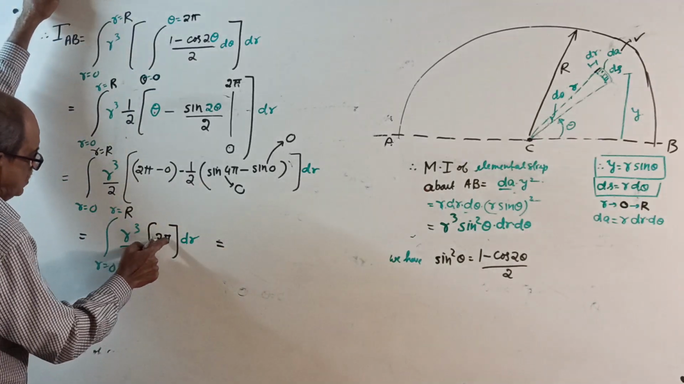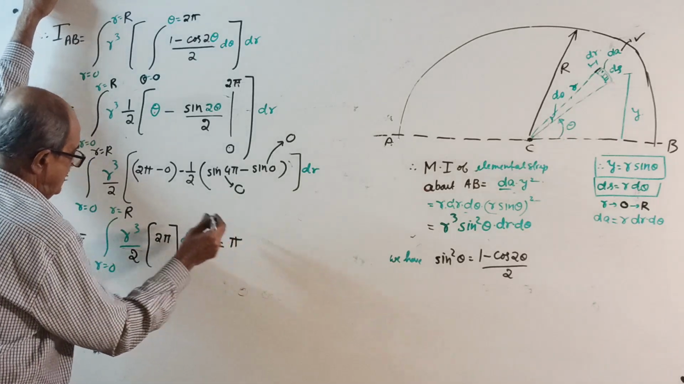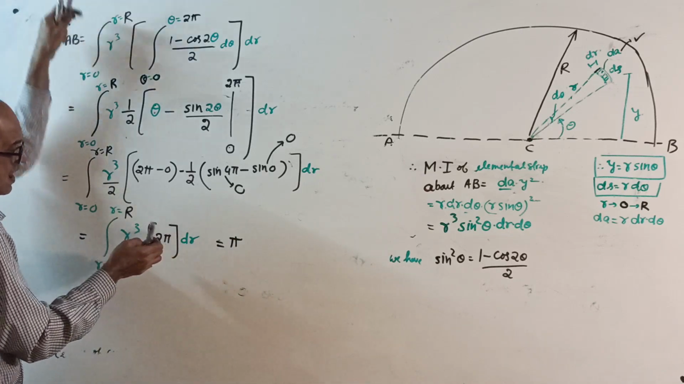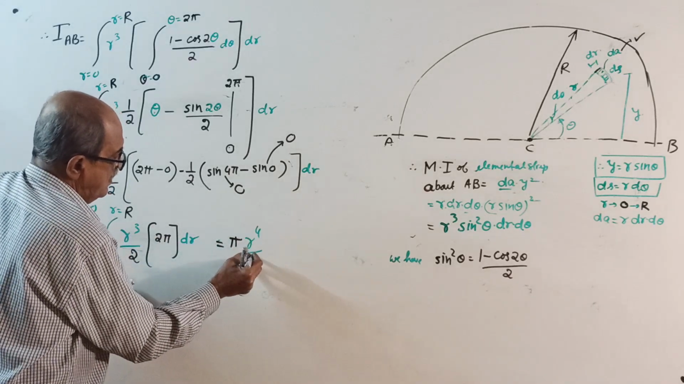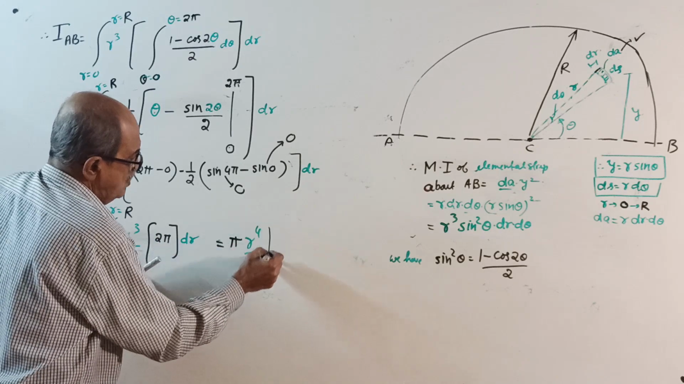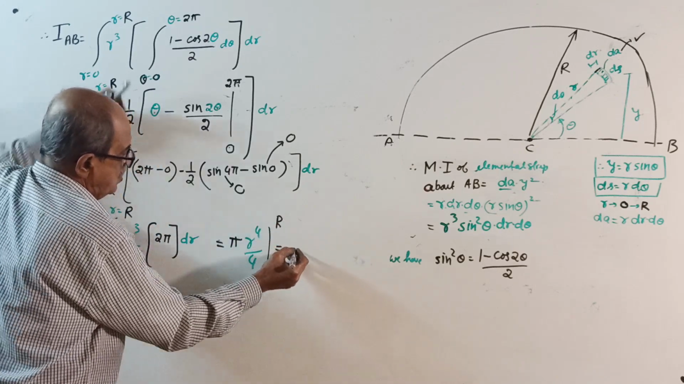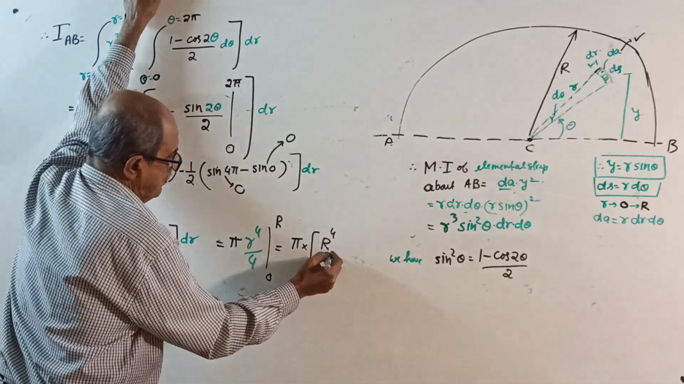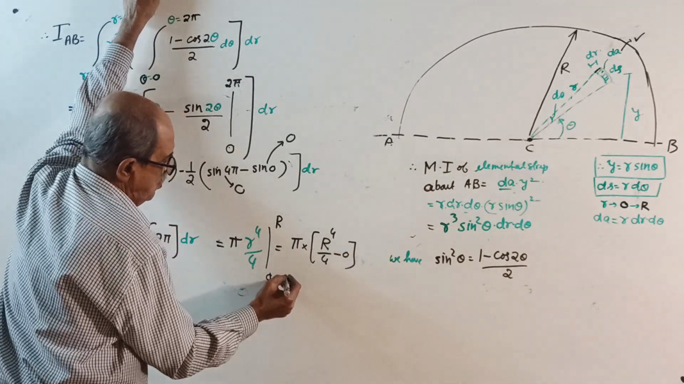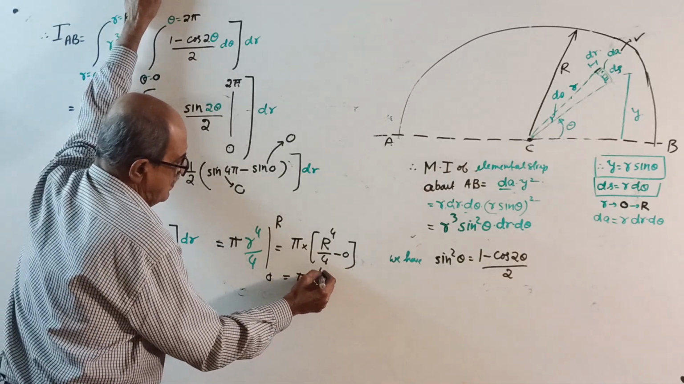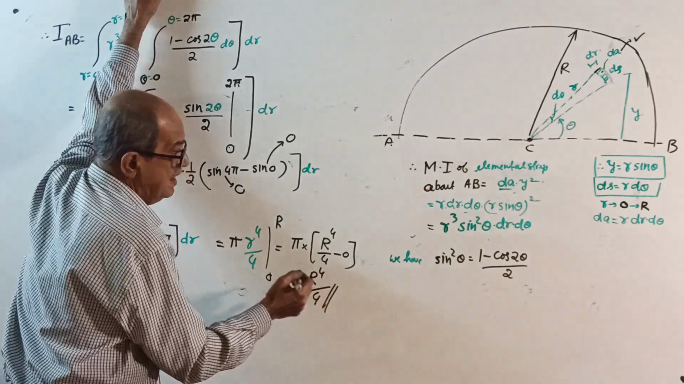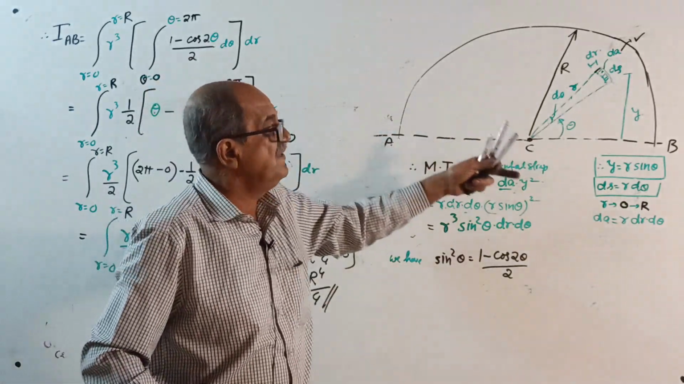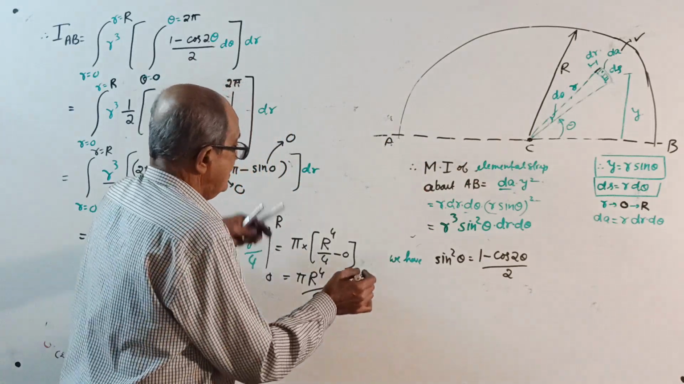Now see, 2 pi by 2 is pi. Now variation is only r. Pi into r cube dr becomes r power 4 divided by 4, limit 0 to r, or equal to pi into upper limit r power 4 by 4 minus 0 power 4 by 4, or equal to pi r power 4 divided by 4. If you remember, we got the same answer a little earlier, moment of inertia about the x-axis, pi r power 4 by 4, right, here, one result.